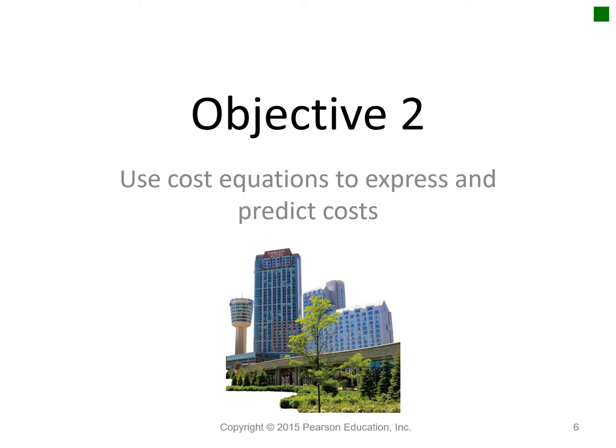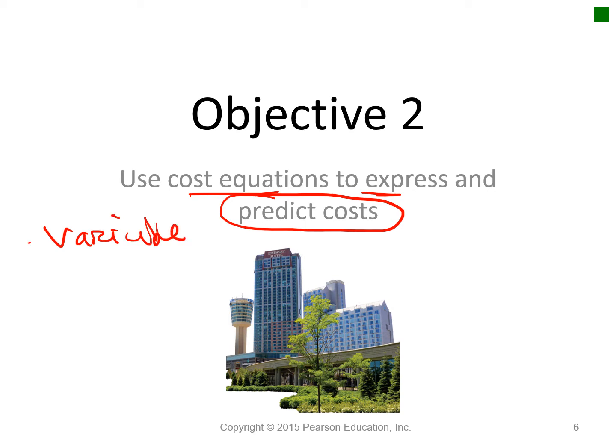Okay, so coming up on the next objective, we're going to get into what is called cost equations. And again, cost equations to express, and I mentioned this earlier, and to predict cost. So again, we're going to spend a lot of time talking about variable cost and how we can use that to make predictions. We're going to look at fixed cost, and we're also going to look at the mixed cost, and we'll look at some methods on how we can take that mixed cost and actually split it between variable and fixed.